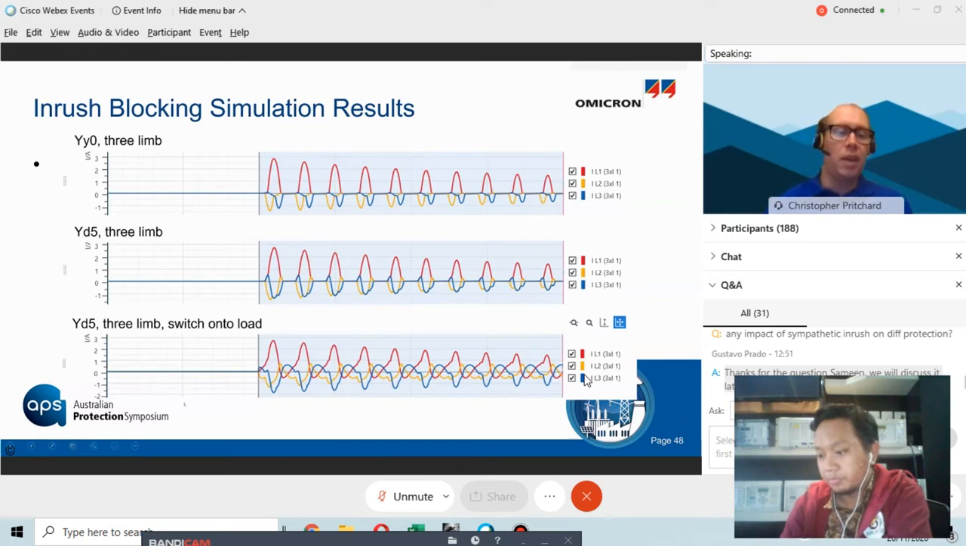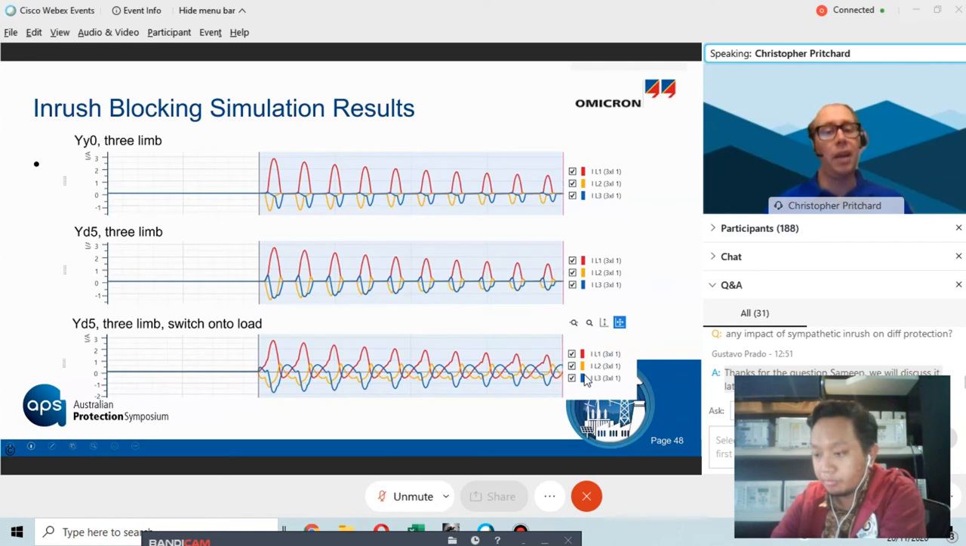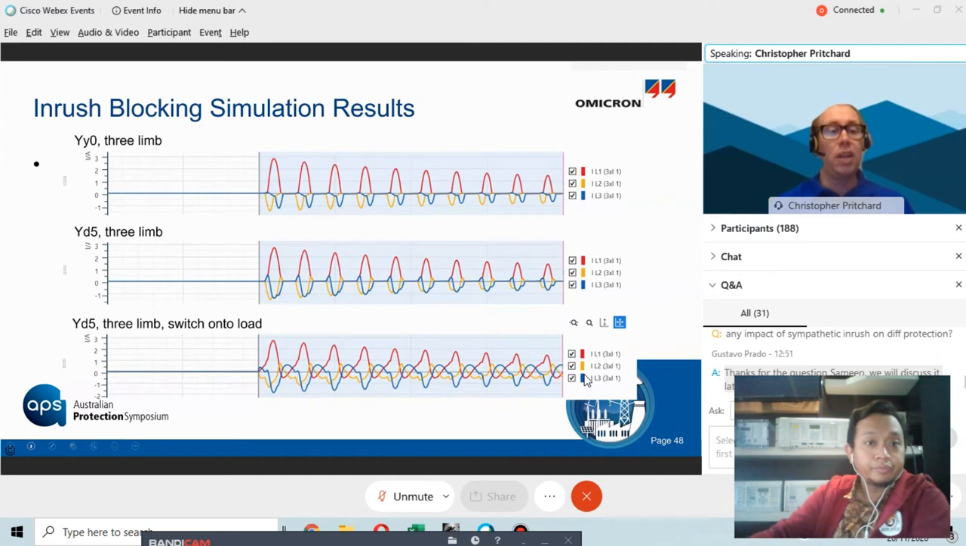Now, you might think with these adaptive curves, which are almost settingless, why do we need to test them at all? And it's a good question, I think, but the devil is in the detail, because when you look into the relays, they often take certain settings into account for this inrush blocking functionality, which is the core type and the vector groups.